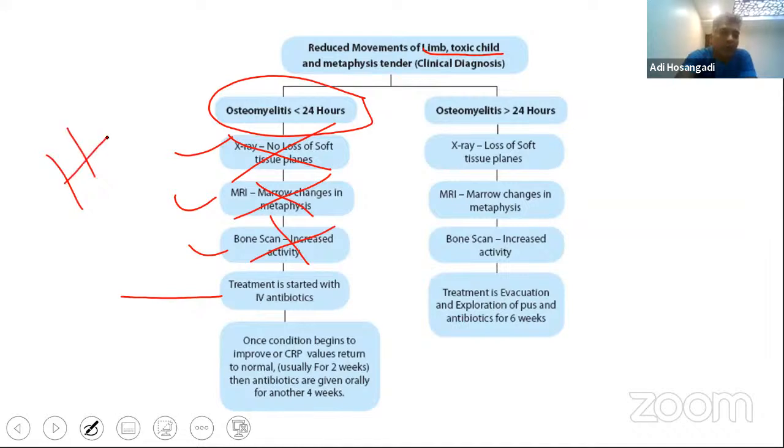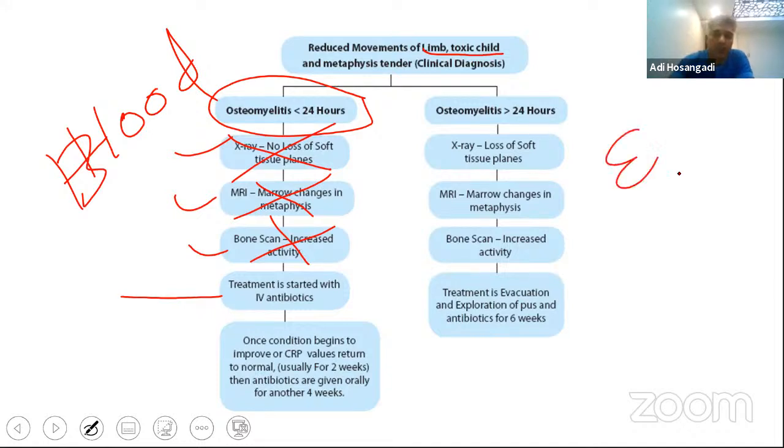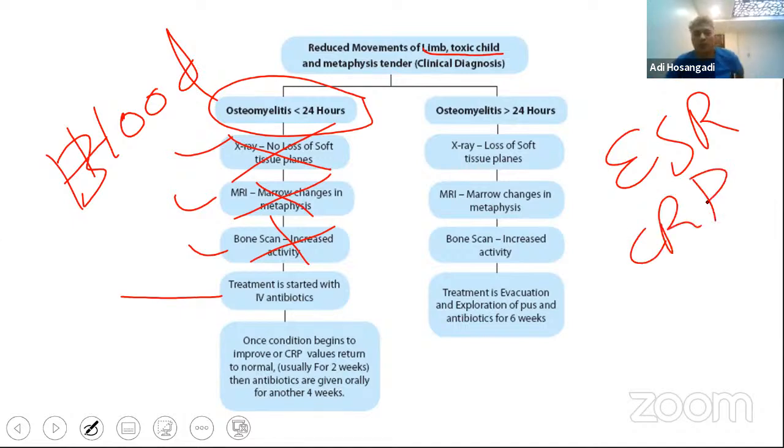What you can do is blood tests. What is most commonly abnormal in osteomyelitis is ESR and CRP. And of course, definitely there is a neutrophilia. So most commonly this is brought as a medical emergency. Other investigations are not possible. Within 24 hours, you do an X-ray, if it is normal, still you have a strong suspicion, you start IV antibiotics covering Staph aureus, most commonly Augmentin.